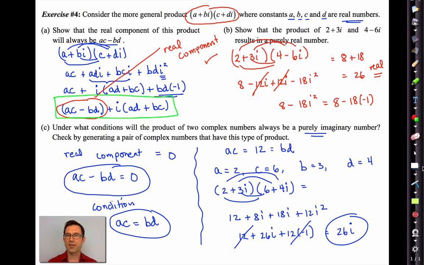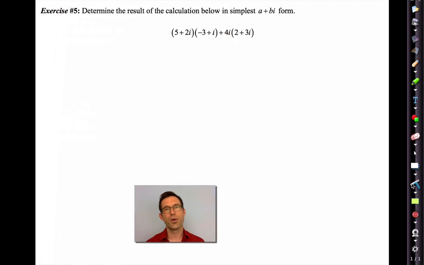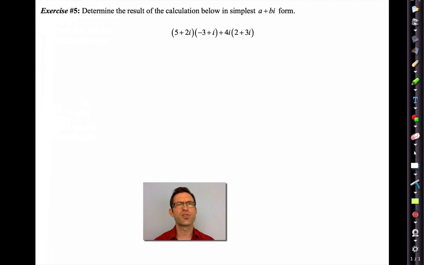Okay, let's clear out the text. Okay. Exercise 5. Determine the results of the calculation below in simplest a plus bi form. All right. There's nothing new here. I would like you to pause the video and take a shot at this. All right, let's go through it. It's not that bad. You just have to be careful.